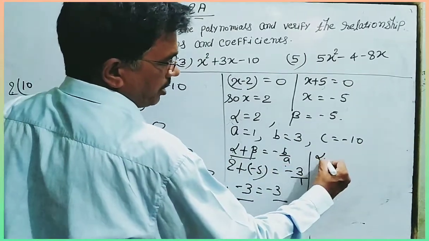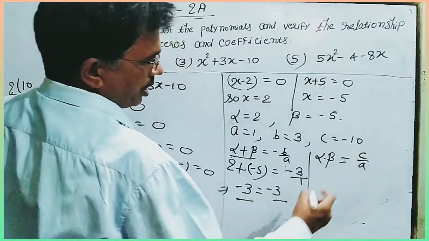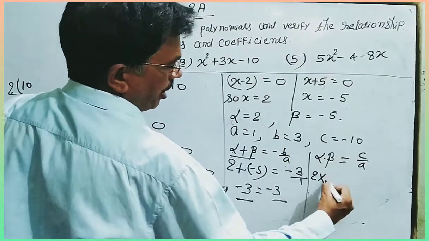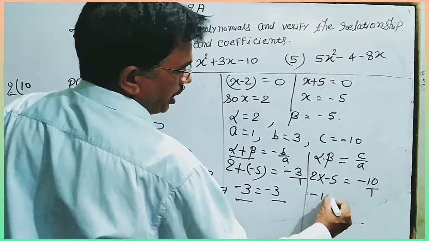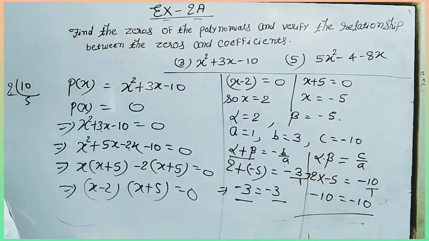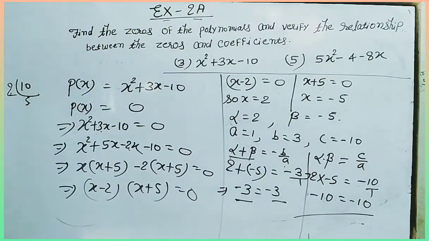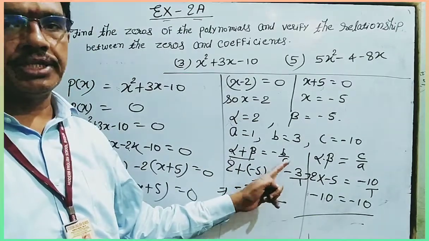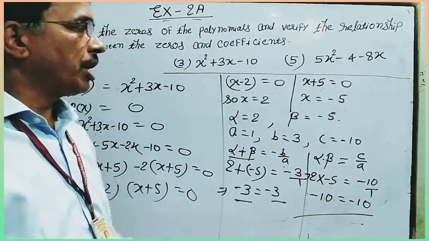And the second relation is alpha into beta, the product of the zeros, is equal to c by a. The product of the zeros is 2 times minus 5, equal to c by a, that is minus 10 by 1, so minus 10 is equal to minus 10. Then we also verify the product of the zeros is minus 10 and c by a is also minus 10. So we can say the sum of the zeros is always equal to minus b by a, and the product of the zeros is also c by a. So both are verified.